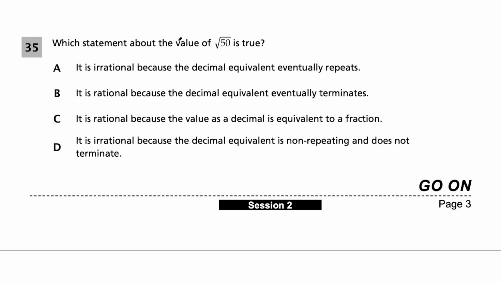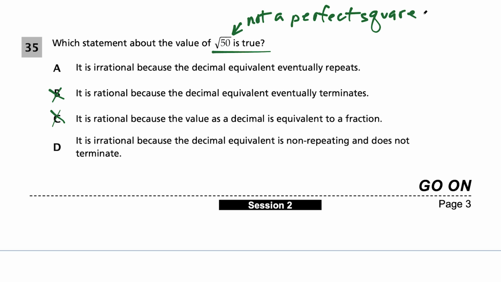Question 35, we want to know which statement about the value of square root 50 is true. And right away, I could see we're going to eliminate choices B and C. I know this number is going to be irrational because 50 is not a perfect square. Just know anytime you take the square root of something that's not a perfect square, it's automatically irrational. And now out of the remaining answer choices here, we could eliminate A.